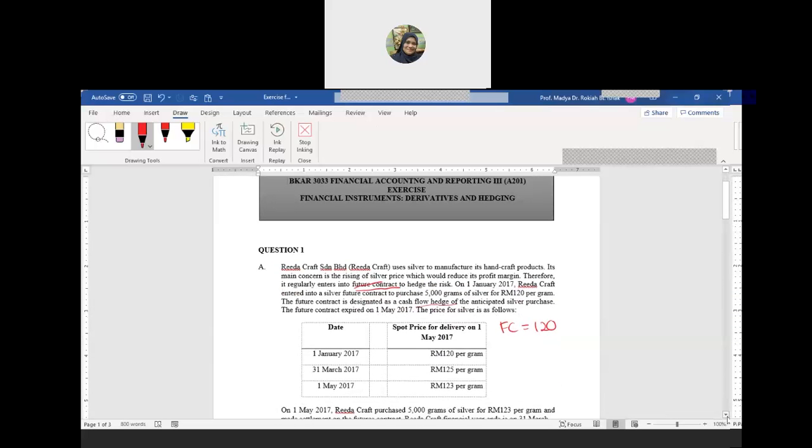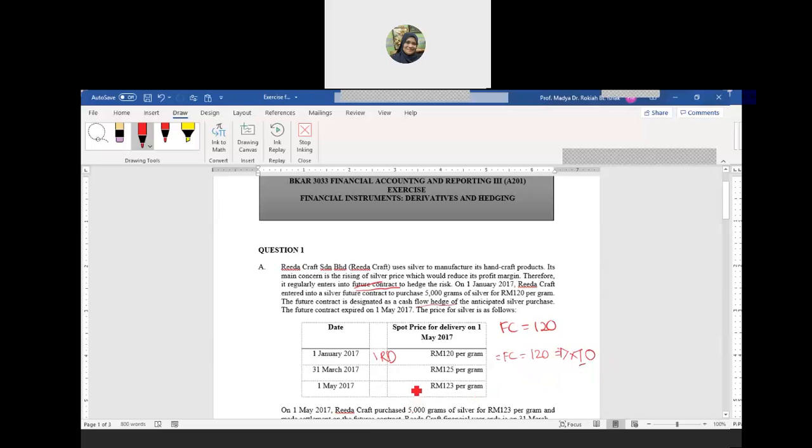So we start with 1st of January, when you sign the contract. Your futures contract has its initial recognition date on 1st of January. Then on 31st March there is another date. On this date the spot price is 120, the same as your futures contract price of 120. So there is no initial investment, no initial outlay.